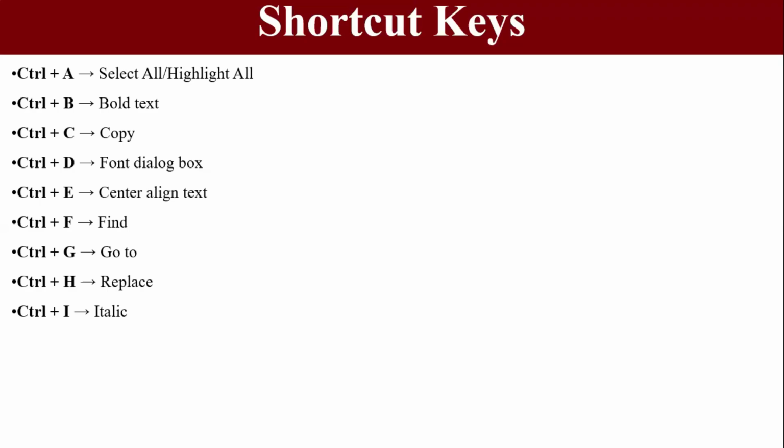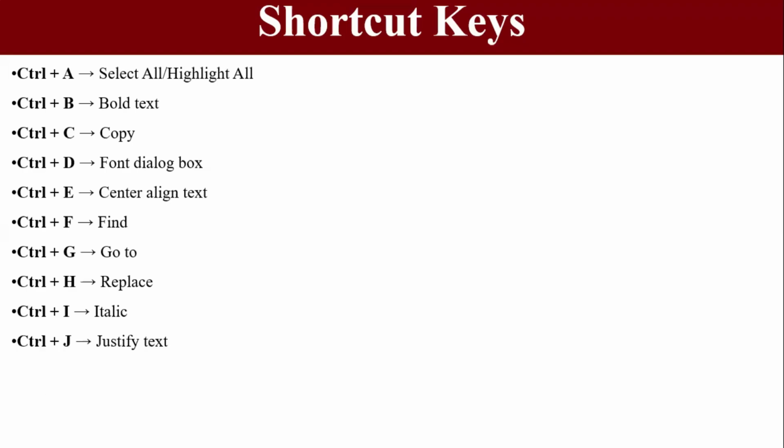Then Control I, which is italic. If you want to make your text slant, for example, if you want to italicize the word, maybe your hospital name or anything, you can press Control I by highlighting the text, then press Control I, it will slant the word for you.